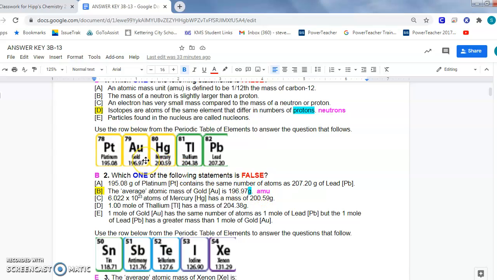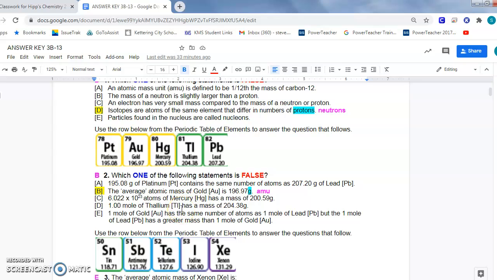The average of the gold atoms would be in AMUs. It would be 196.97 AMUs, not grams. If we had 196.97 grams of gold, we would have a whole mole of gold. We would have 6.022 times 10 to the 23rd atoms of gold. That is a lot of atoms. That is not the average mass of an atom. That would be the mass of 6.022 times 10 to the 23rd atoms.